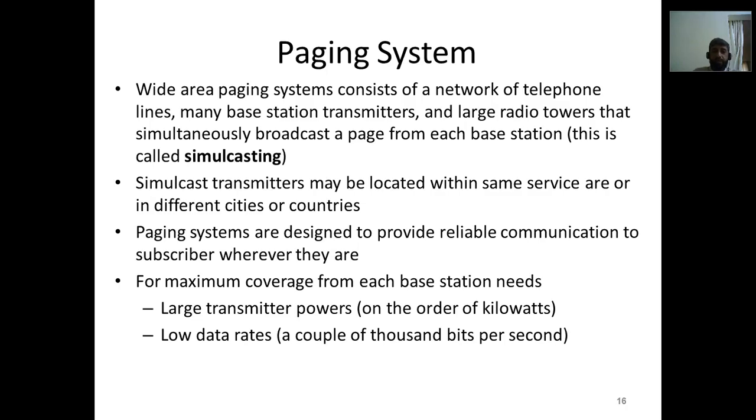Paging systems, the good thing about paging systems is that they are reliable, and they are good for sending quick messages to the subscriber. One important thing is that because we want to have high reliability as well as the maximum coverage for paging systems, we need to have large transmitters, with large transmitting powers. Typically the power that needs to be transmitted from each base station is of the order of kilowatts.